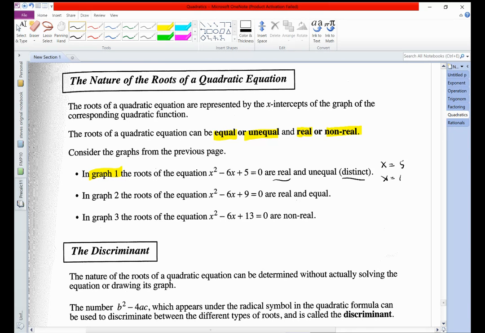In graph 2, the roots were real and equal. We had the same root, x is equal to 3, and that's where the parabola just touched the x-intercept. So they're real values, and they're equal, or the same. And then in graph 3, we had non-real roots. That parabola never crossed the x-axis. And you noticed in that equation that we changed nothing except what was under the square root sign.